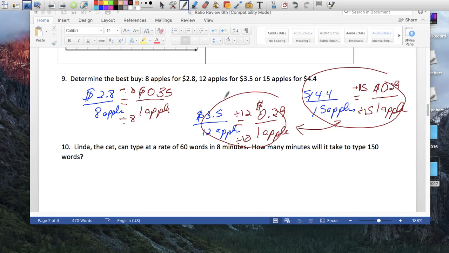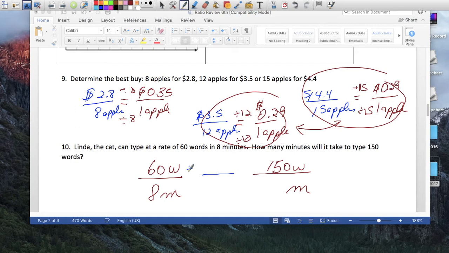10. Linda the cat can type at a rate of 60 words. Let me write that in 8 minutes. How many minutes will it take to type 150 words? So 150 words goes here, and I need the number of minutes. Is there a relationship between 60 and 150? No, there isn't. How about up and down? Nothing up and down.